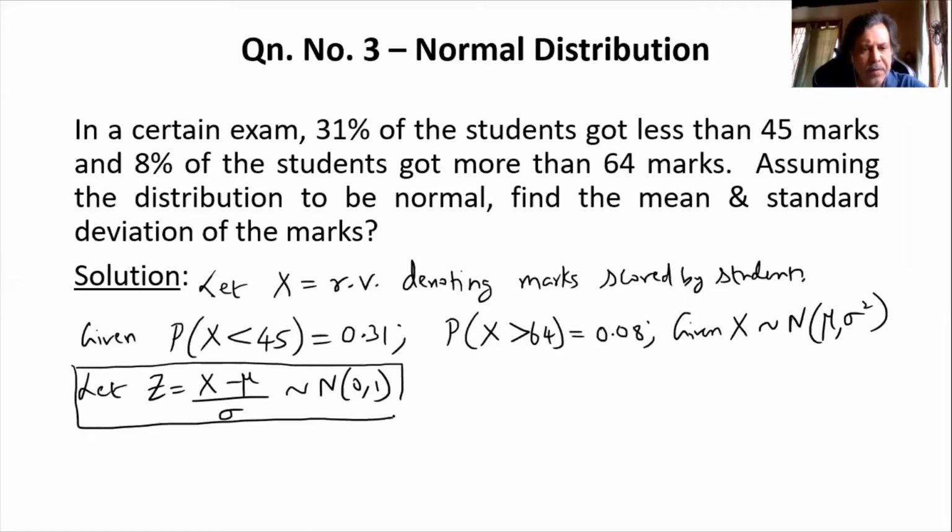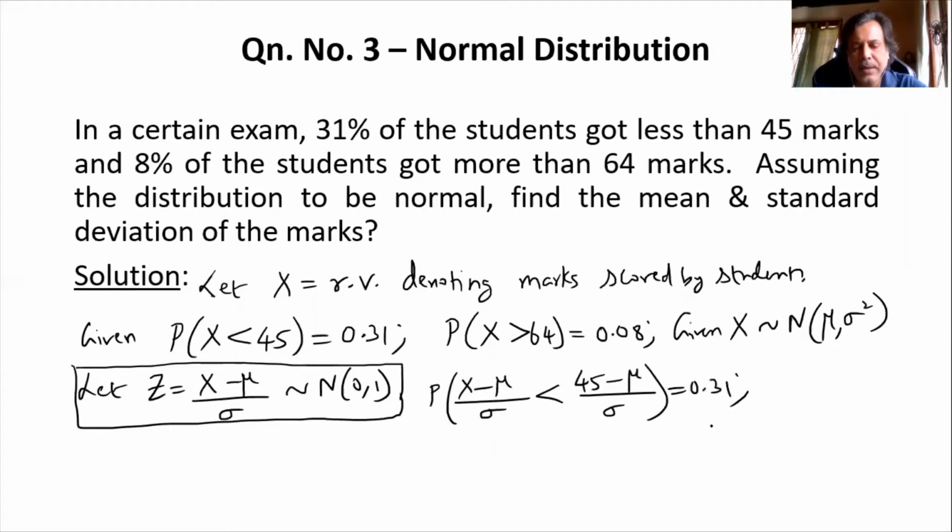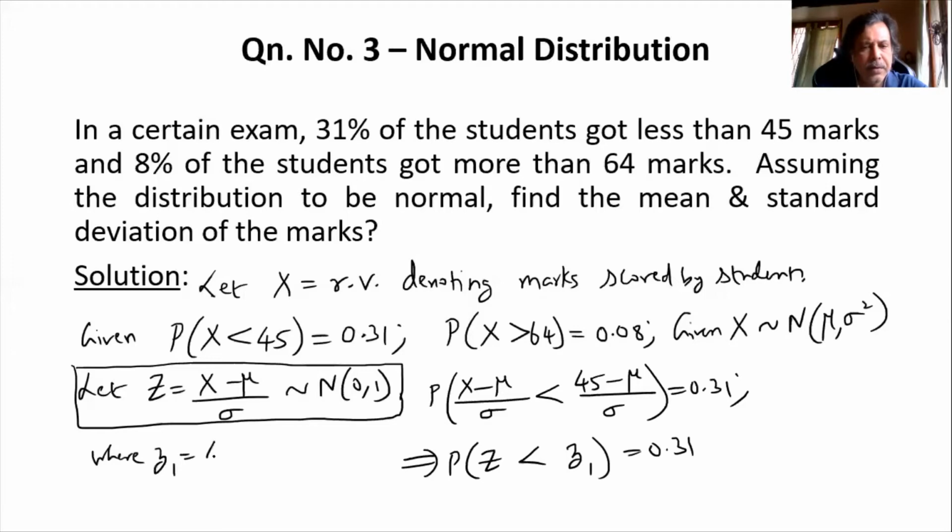Now, this probability of X less than 45, what I will do in that, I will subtract both sides by mu and divide both sides by sigma. So probability of 45 minus mu by sigma is 0.31. And then I can rewrite this as probability of Z less than Z1 equal to 0.31, where Z1 is 45 minus mu by sigma. Okay. Same way, I will also convert this in the next slide.